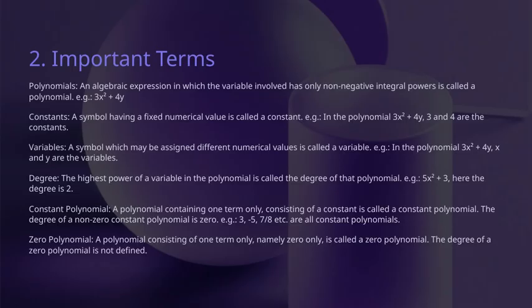We also have constant polynomials, which contain only a single term that is a constant. Think of something like 3, -5, or 7/8. These are called constant polynomials, and interestingly, their degree is 0 because they don't have any variables. Finally, there's the zero polynomial, which consists of just one term, the zero itself. Its degree isn't defined because there's no highest power to consider. These terms are fundamental because they help us understand and classify different types of polynomials, which ties back into our overall theme of exploring algebraic expressions and their properties.